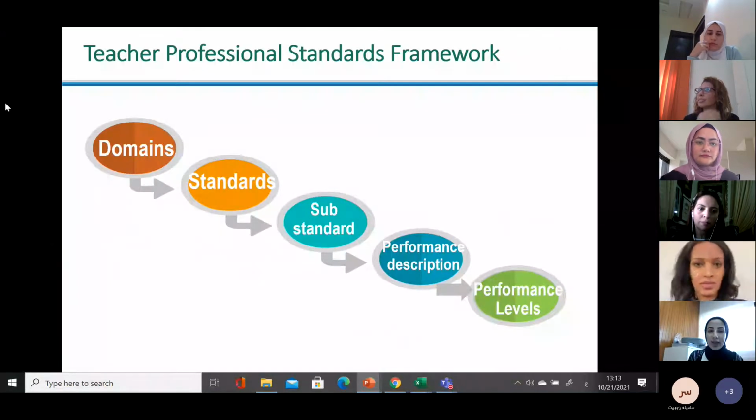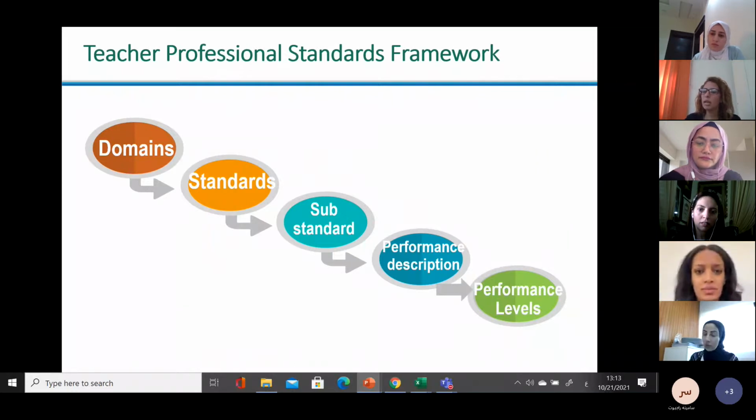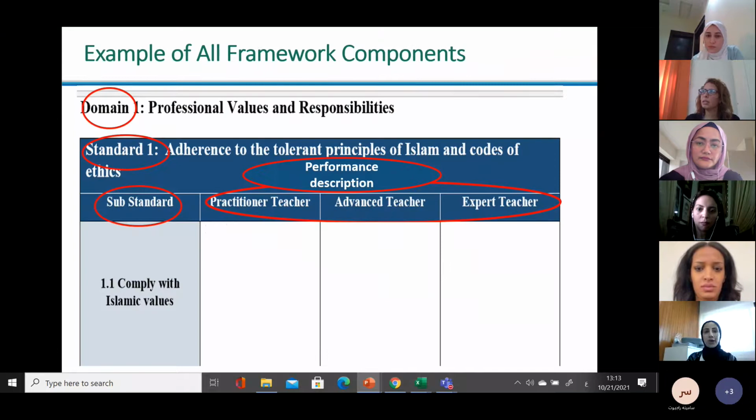Here we talked about the domains and we talked about the standards. We said that after each standard there is a substandard. Then I have something called the performance description, and I will show you how, and the performance levels. So I have performance description and performance level. Okay, look here, this is the framework.